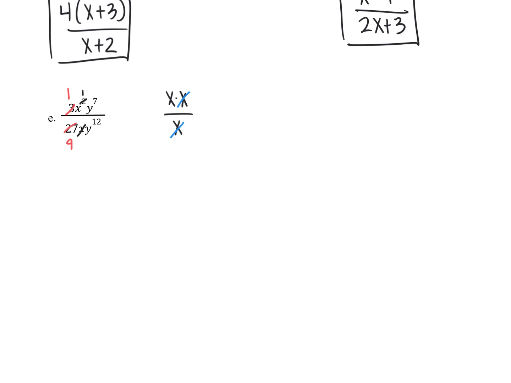So for my y's, I have y to the 7th over y to the 12th. I'm not going to write all of that out, but all of the y's in the numerator will cancel. And then 7 of them will also cancel with the 12 in the denominator, leaving us with 5. So the only thing I have left in my numerator is x. And in my denominator, I have 9y to the 5th.